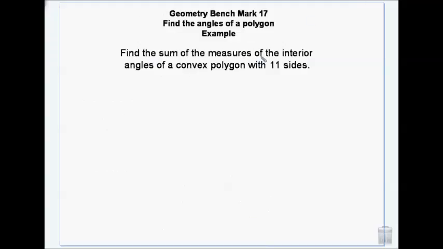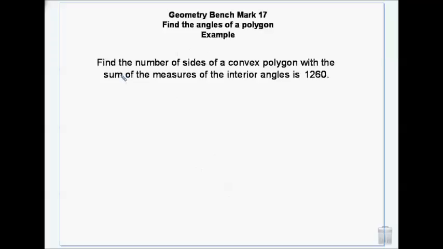Find the sum of the measures of the interior angles. So sum, that's the 180 times n minus 2. So I want to know one for 11 sides. So 180 times 9. So 1620.